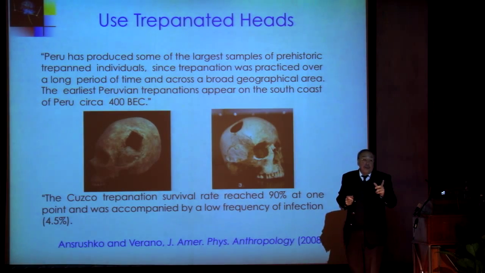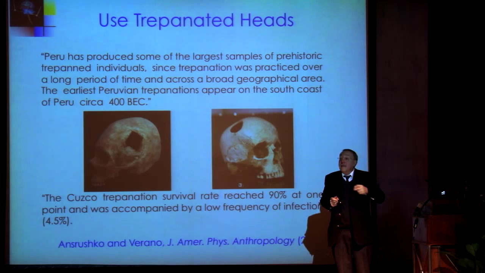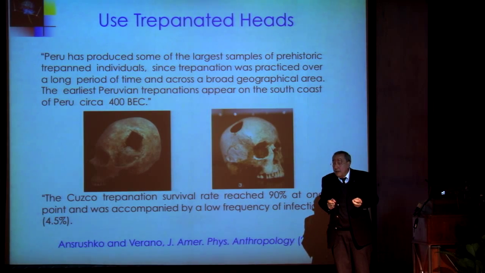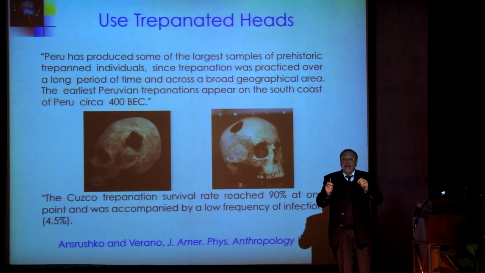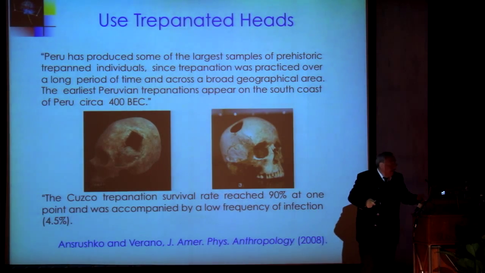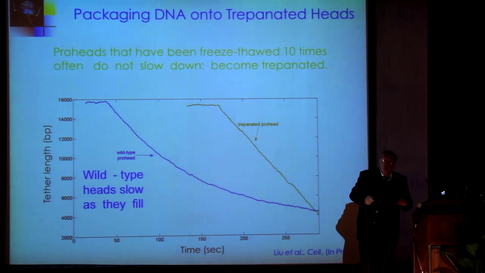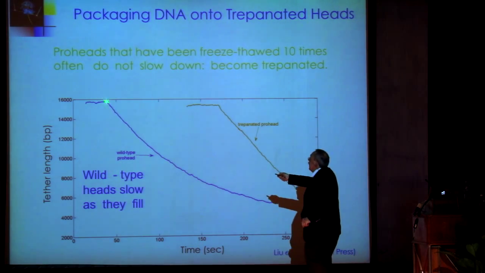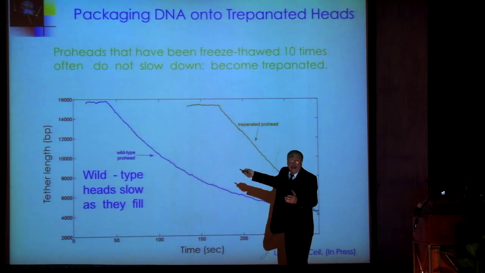So the idea was obvious. Why not actually produce trepanated heads of bacteriophage? And we found that by freezing and thawing the heads of the bacteriophage, they develop holes in the head, basically. And here is the normal bacteriophage head that has not been trepanated.